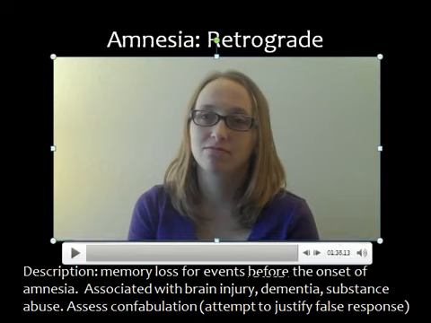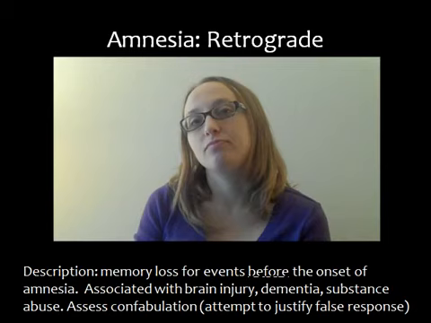In this example, the client can't recall past events. The clinician asks the client to recall events from her wedding day, which would be considered a fairly significant day in someone's life, a day that most people would be able to recall at least some details about. The client can't really recall when it happened. She says maybe it was in the summer. She can't really recall what she was wearing. I think I was wearing a dress. And she can't recall what her husband was wearing. Perhaps he was wearing a suit.